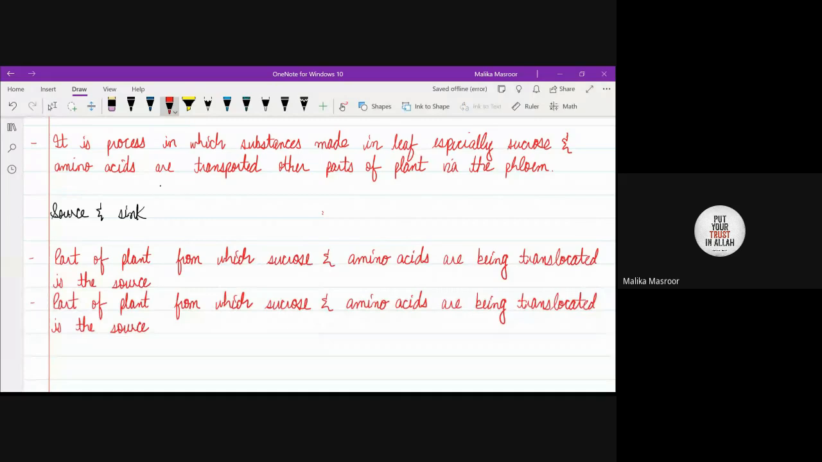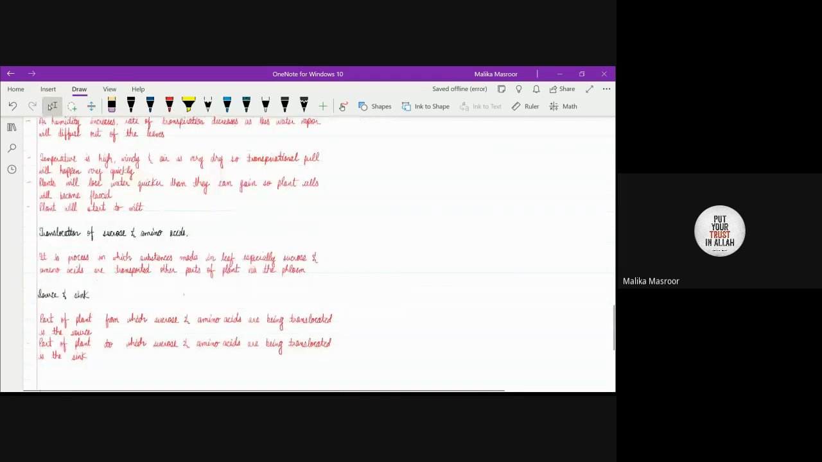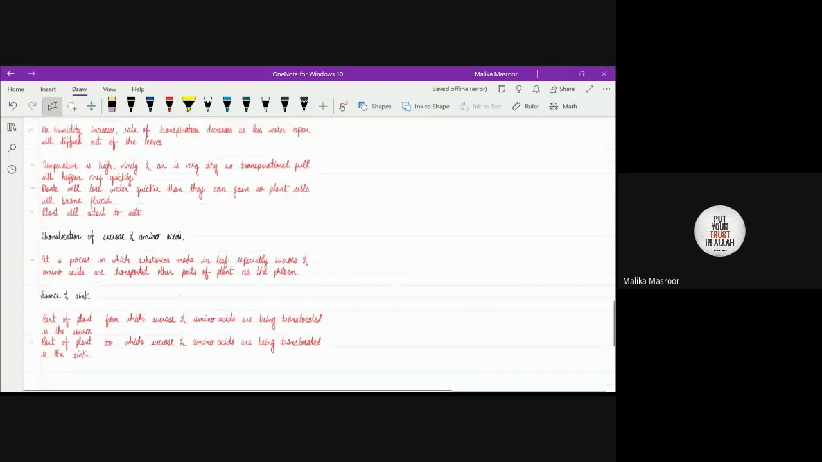The part to which sucrose and amino acids are being translocated is the sink. Okay, so they change as seasons change. Initially in the summers, for example, when your photosynthesis is high, the source is your leaf, so the sink is your roots and other parts of the plant. But in seasons when the plant is not actively photosynthesizing, surviving by stores of starch and other minerals in the roots, the sink will now act as the source. So your food will go from the roots to your leaves and other parts of the plant.